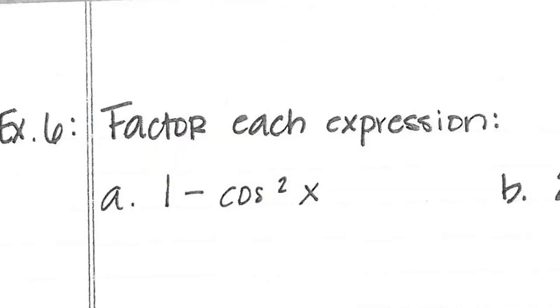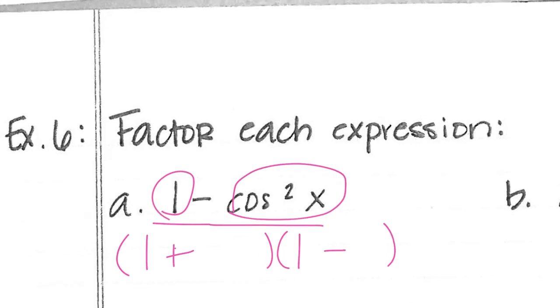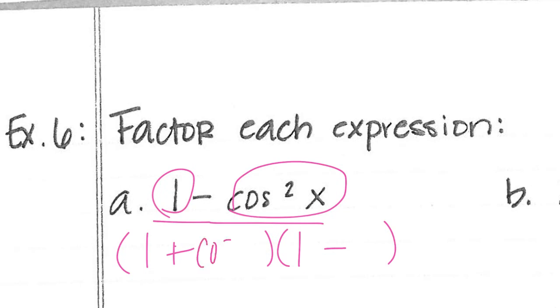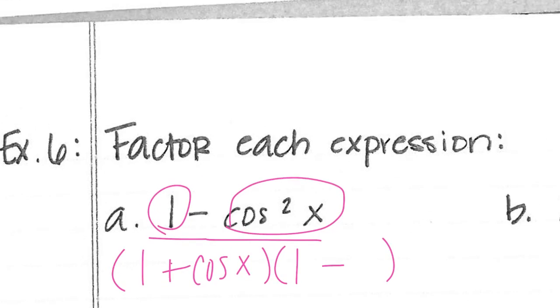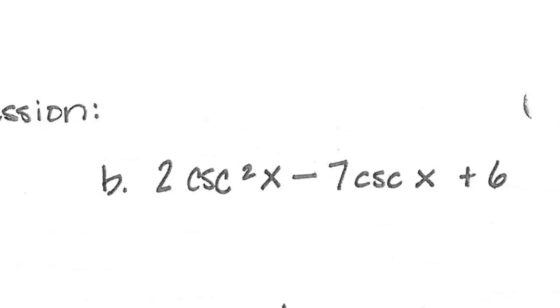So in example 6, they're telling us to factor each expression. Well, I know that if I have the difference of two squares, I will always have a plus and a minus. So the perfect square of 1 is 1. And the perfect square of cosine squared x is cosine of x, and cosine, again, this pen is weird. Sorry, I don't have my typical Apple pen, what I use. Cosine of x.